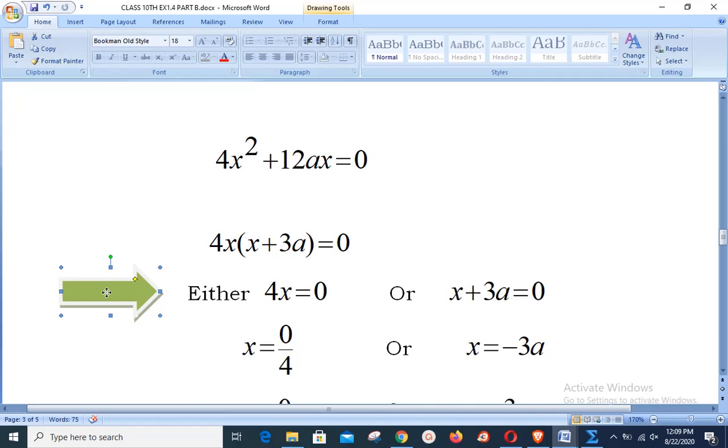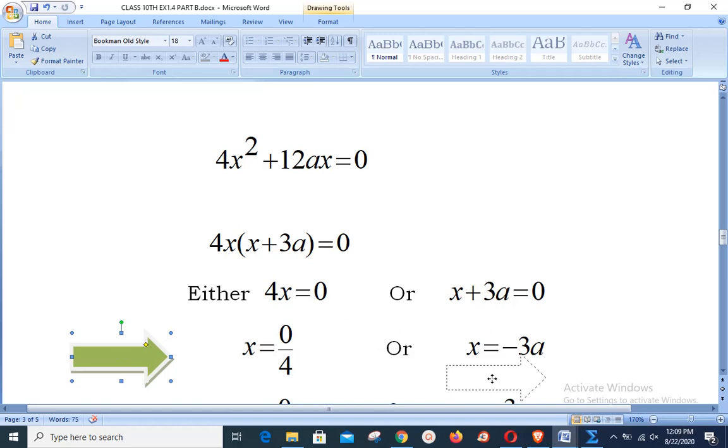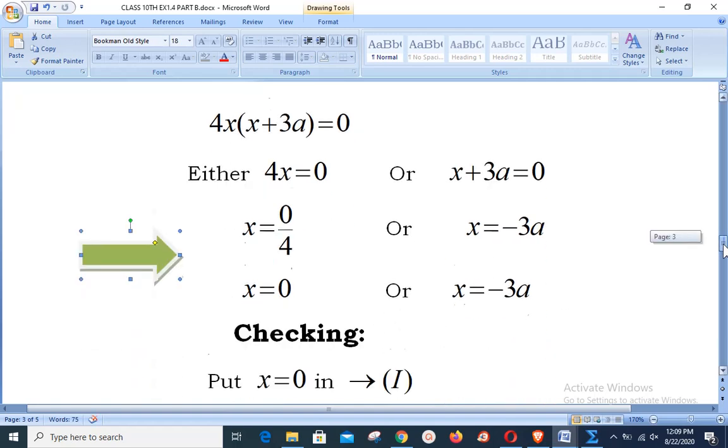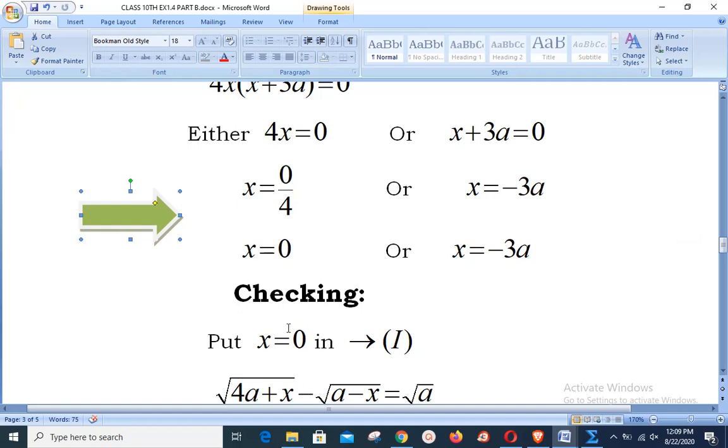First term 4x is equal to 0, dividing both sides by 4 we have x is equal to 0 over 4, whereas the second one, shifting the 3a towards the other side, we have x is equal to minus 3a. Now on the first term, by dividing by 4 we got 0 over 4 remains 0, and on the right hand side the other value is x is equal to minus 3a. These are the two values we obtained as solution.